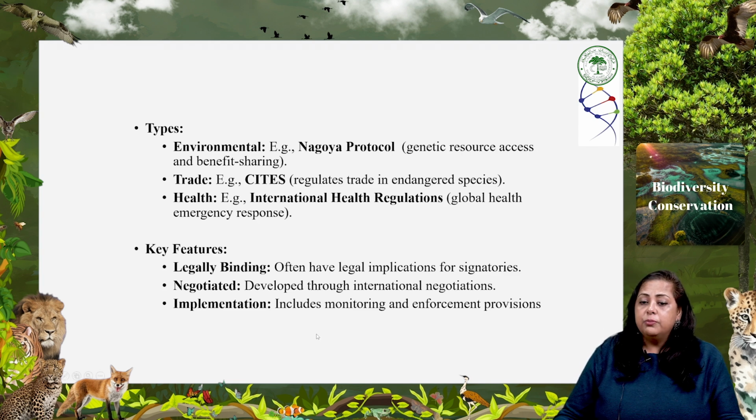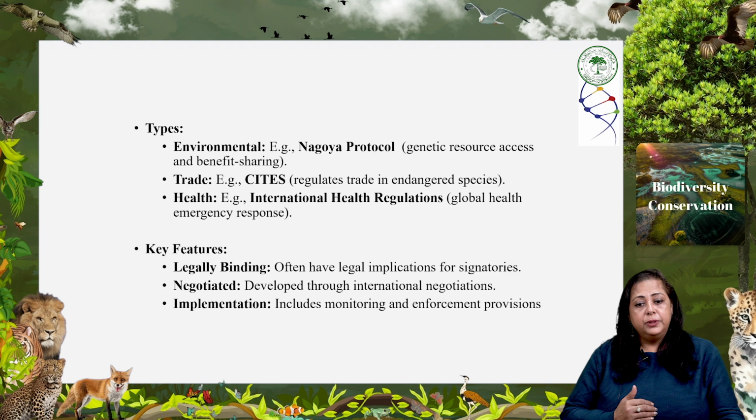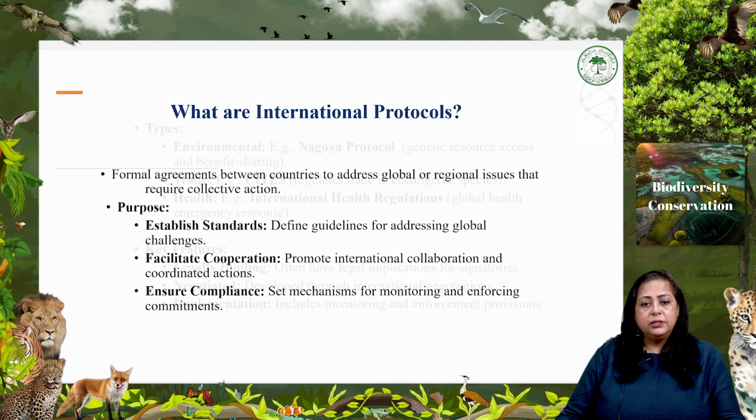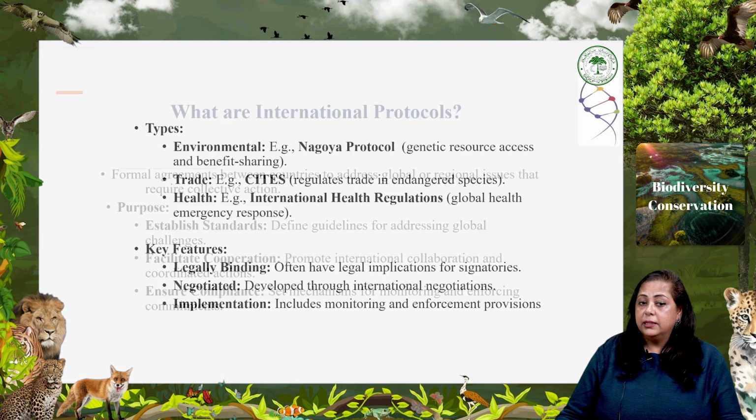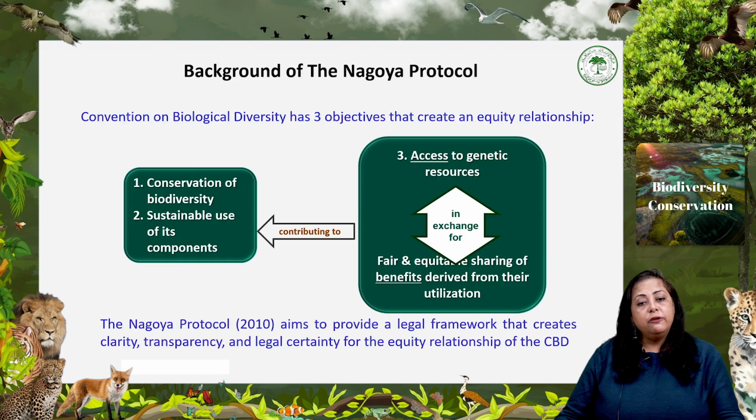Implementation includes monitoring and enforcement provisions, and for that every nation has to make its own action plan to implement the international convention. To monitor, at certain time intervals we have COPs, Conferences of the Parties. So, these are the three components of an international protocol: the purpose, the types, and the key features.